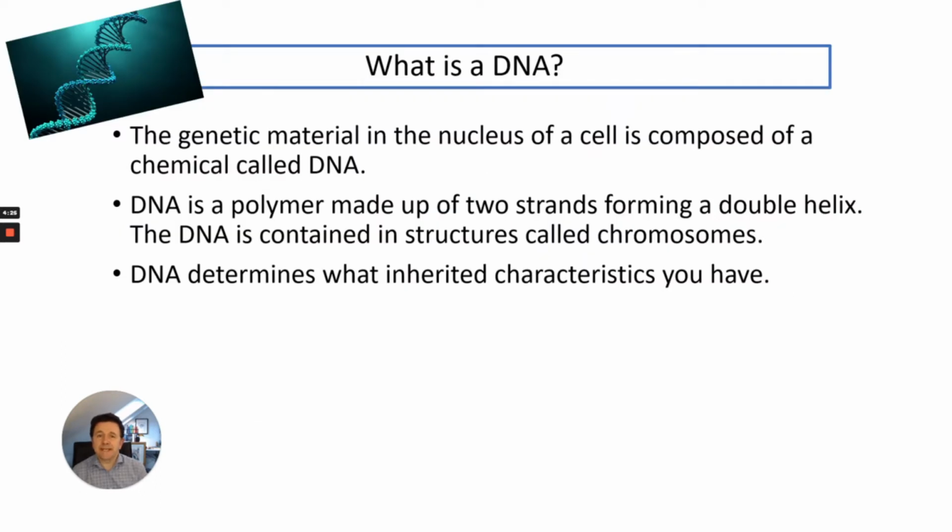So what is DNA? Well, DNA is the genetic material in the nucleus of a cell, and DNA is a polymer, so it's made up of 2 strands that form a double helix. The DNA is contained in structures called chromosomes. DNA determines what inherited characteristics you have.